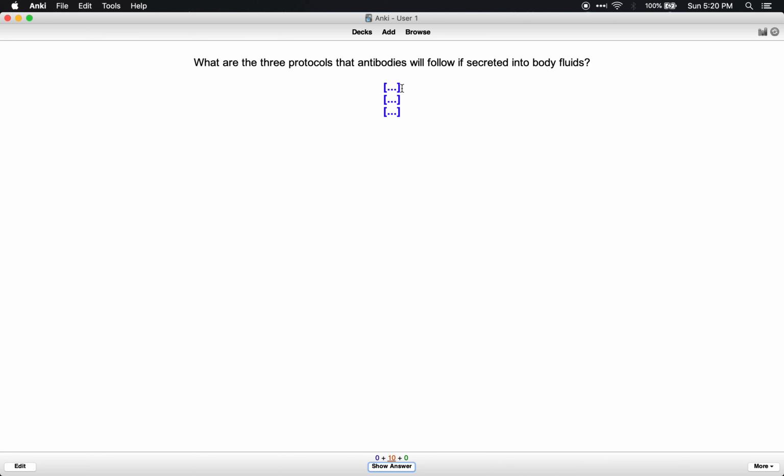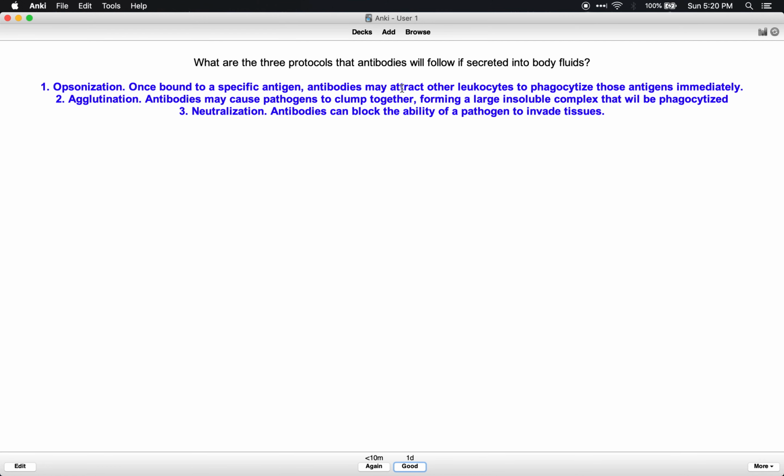Opsonization, which is a marking of an antigen by an antibody to recruit other immune cells for phagocytosis. Agglutination, which is where you form the antigen into an insoluble complex to be phagocytosed. And there's neutralization, where you prevent the pathogen from spreading to other cells.